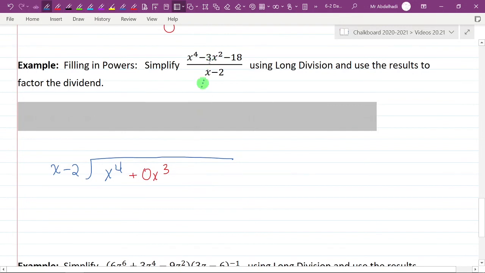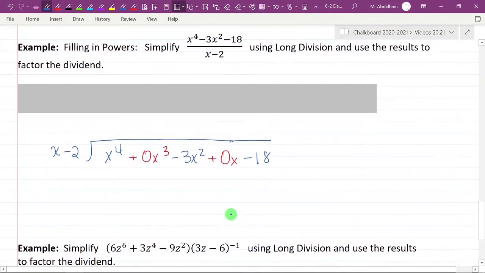Then we do have a second power, negative 3x squared. Where's the first power? There isn't. So you put in plus 0x to the first power. And then there's minus 18, which is the 0th power. So that's the idea here. If you're long dividing, and you see that there are powers missing, you have to put them in. Now, there were no powers missing in the first two examples, so I didn't do this. But now, there are some powers missing here. I need to fill them in. And once you do that, the rest of this should go smoothly.